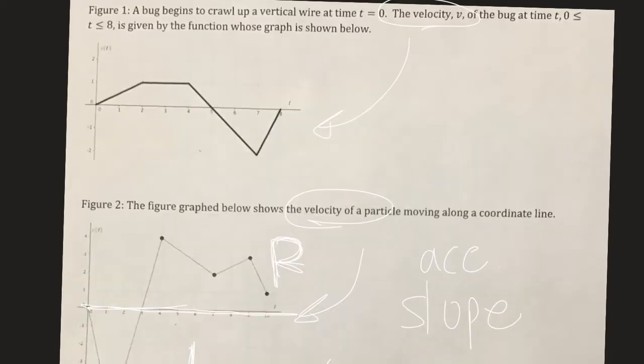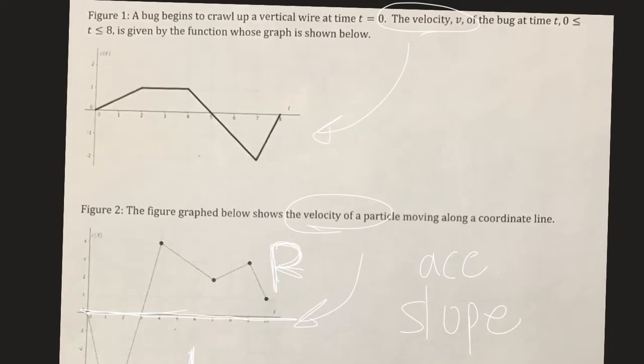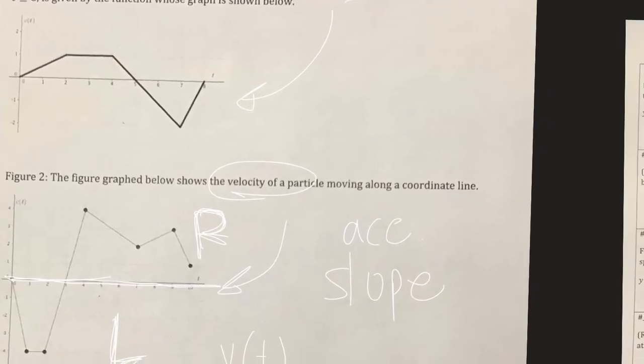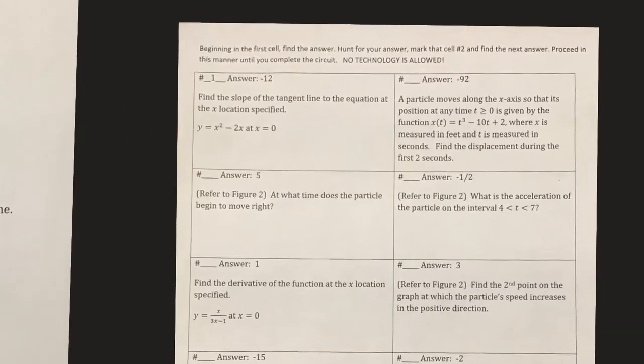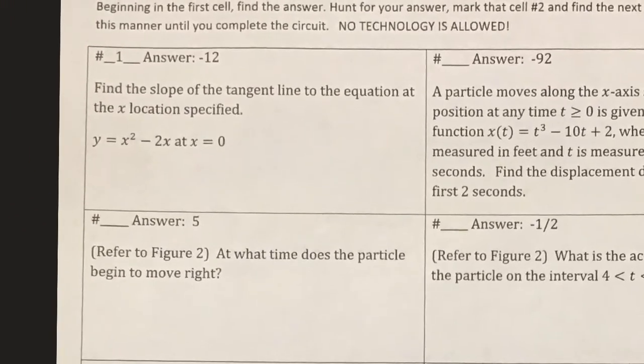Okay, same thing up here. The slope is the derivative. So acceleration is the slope of your lines because our lines are velocity graphs. So let's see if we can explain what's going on with some of these here. Okay, this one, number 1.